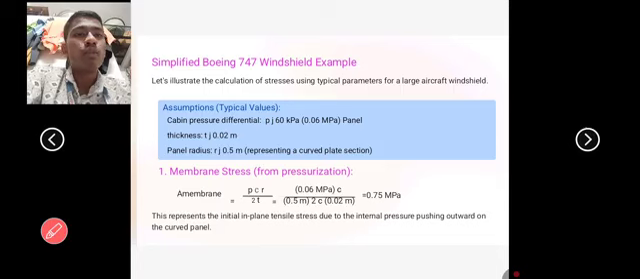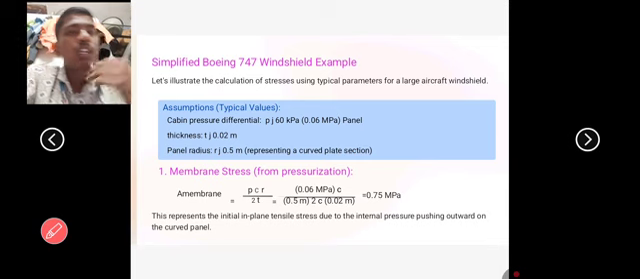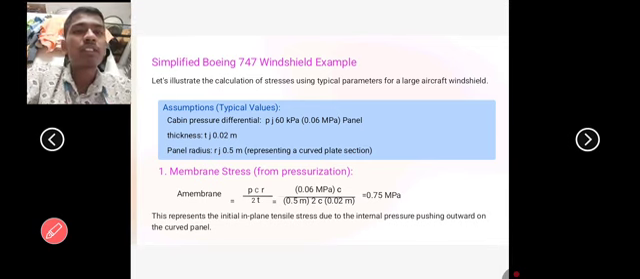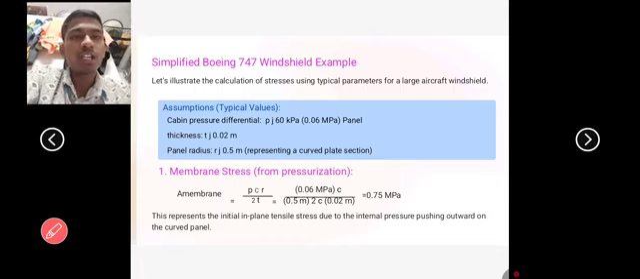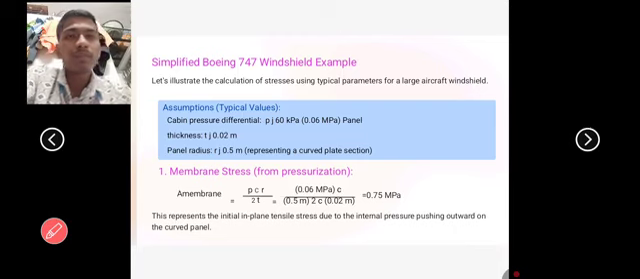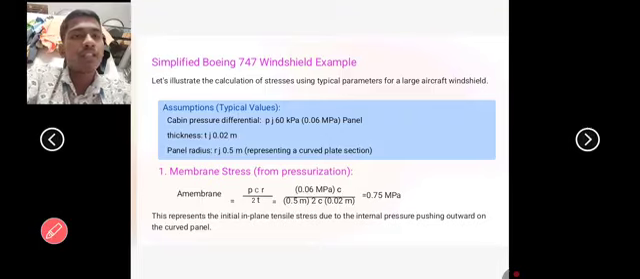Simplified Boeing 747 windshield example. Let's illustrate the calculation of stress using typical parameters for a large aircraft windshield. Here we assume a cabin pressure differential of 60 kilopascals, panel thickness of 0.02 meters, and panel radius of 0.5 meters.